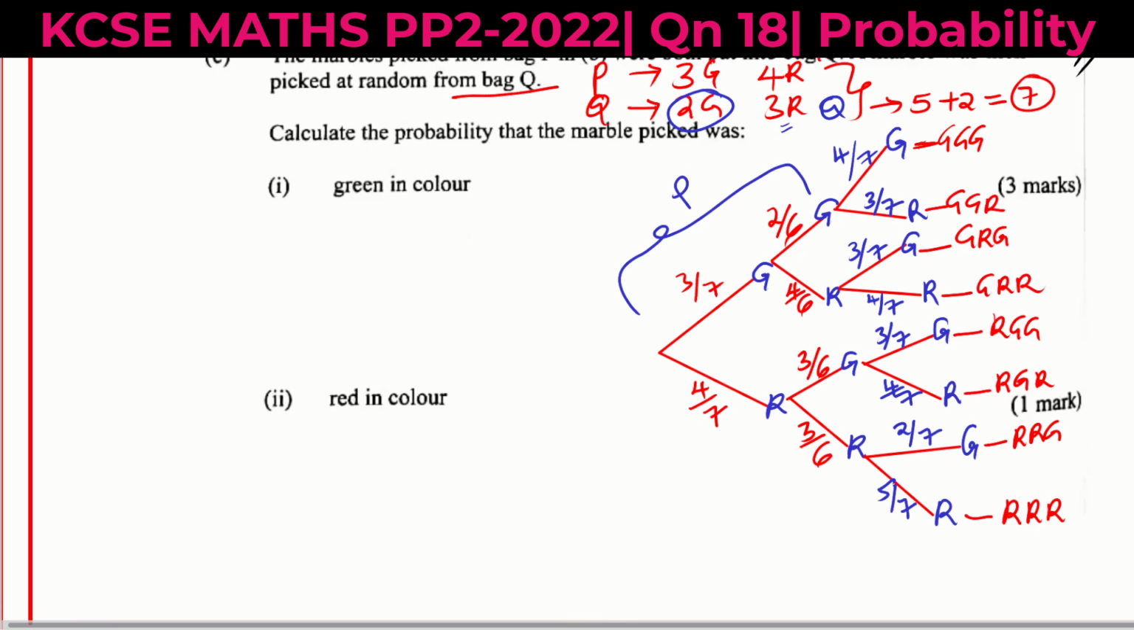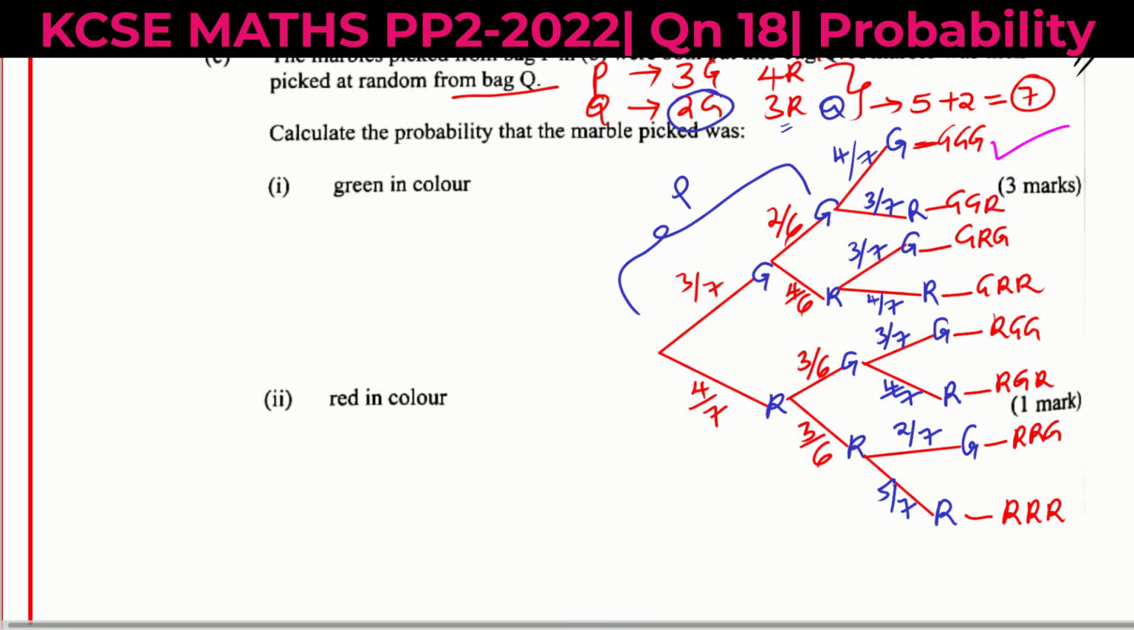But the question is a marble that was picked from bag Q. So we are going to consider the last green, because the first 2 greens are from bag P. Then the last one is from Q. So the first one, you're going to consider that. So that is the first one.